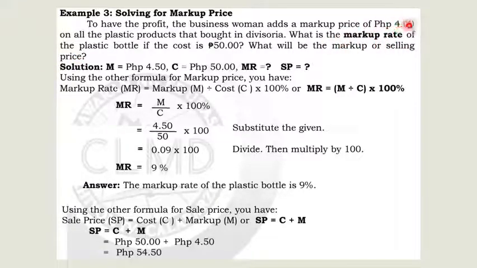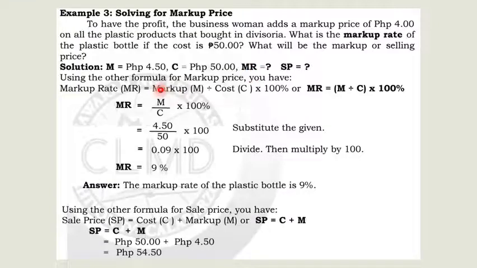So, ano yung tawag dito sa 4 pesos? So, ito yung ating markup. Yung M natin. So, 4 pesos. Ito yung nadagdag. Ito yung madadagdag dun sa ating cost. And, magkano doon isang plastic bottle? 50 pesos. So, yun yung cost natin. Okay, so we have the M and C. Ang hinahanap kasi is markup rate, so yun nawawala, MR, and yung ating selling price. Ito, yung selling price, SP. So, paano kukunin itong MR?